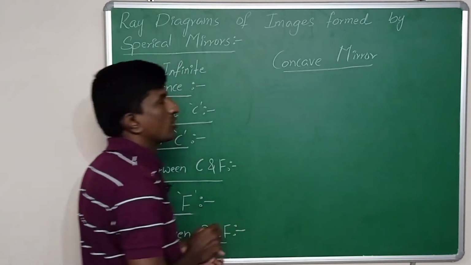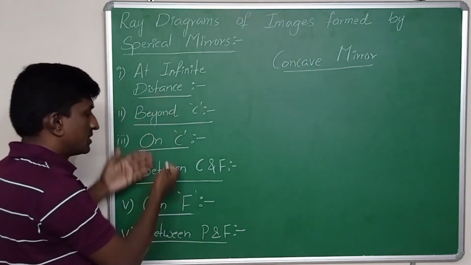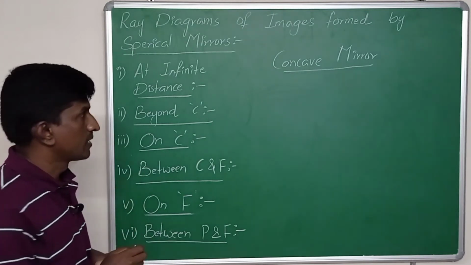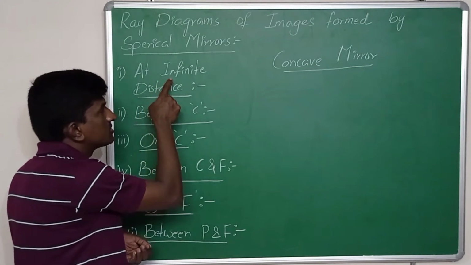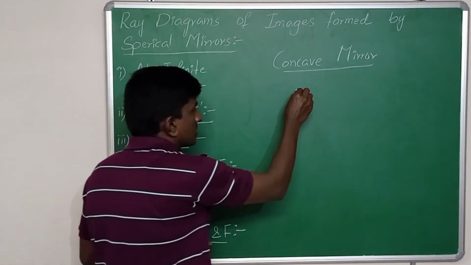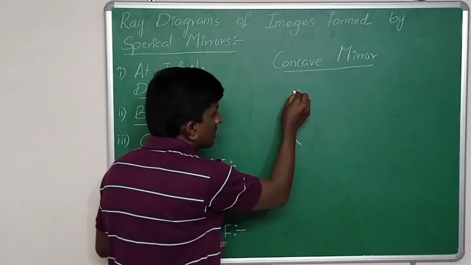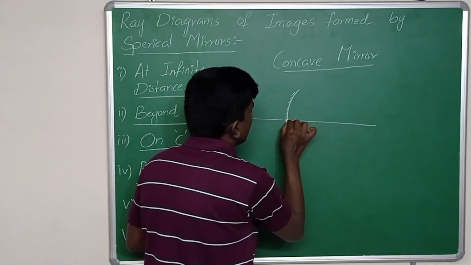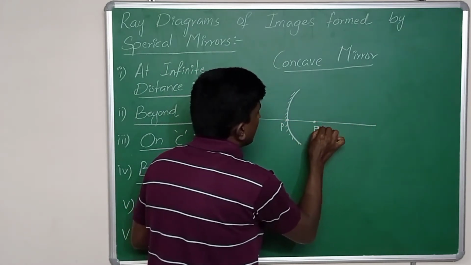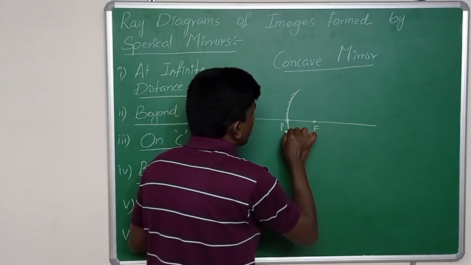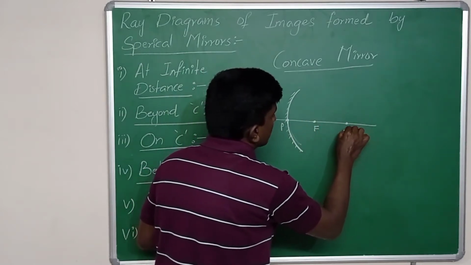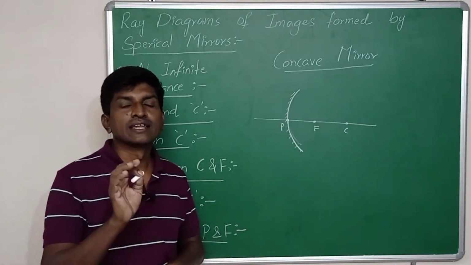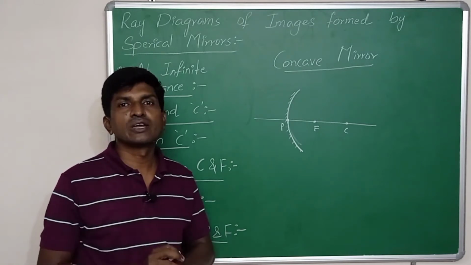If you place an object in various places in front of a concave mirror, where is the image formed? First, consider the object at infinite distance from the concave mirror. We know that this is a concave mirror, and here is the pole, the focal point and the center of curvature.